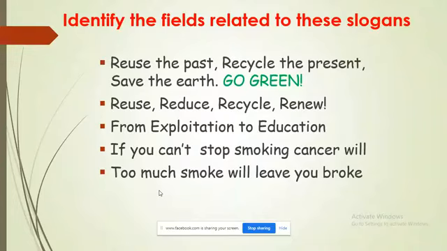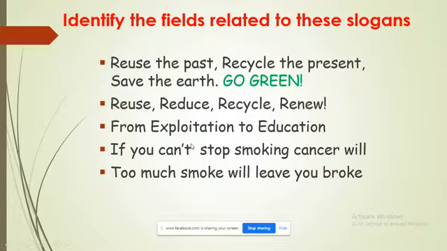Now, dear children, let's see these examples. Reuse the past, recycle the present, save the earth, go green. Can you guess what the topic is? Yes, environmental conservation. Very clear. Almost the same: reuse, reduce, recycle, renew. Same, environmental conservation.